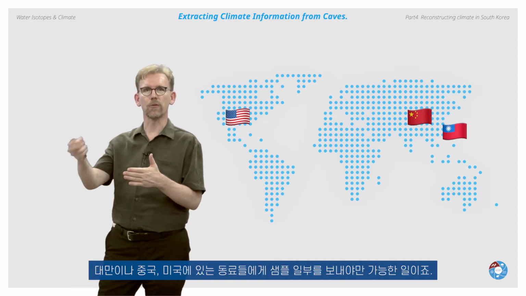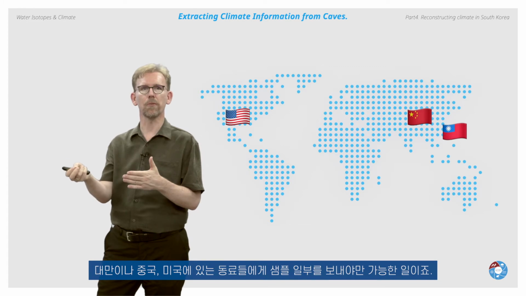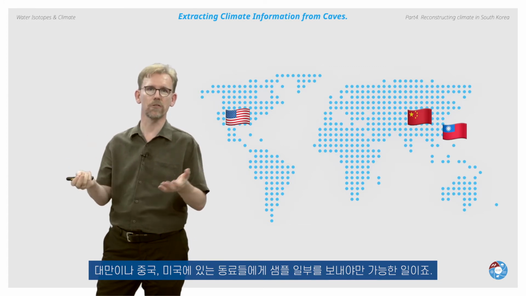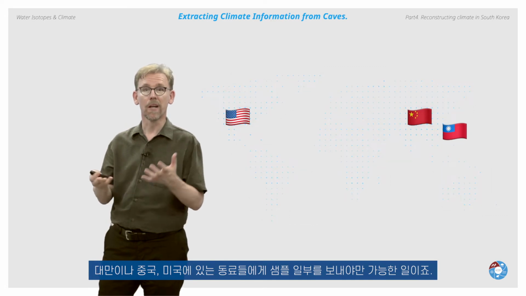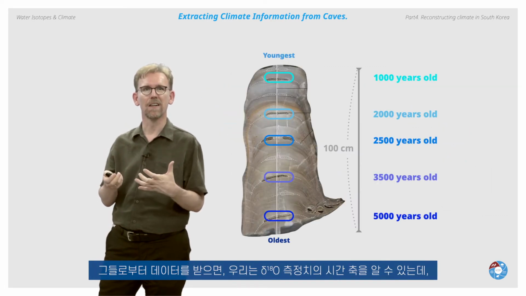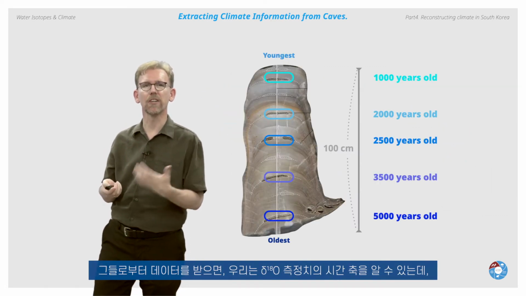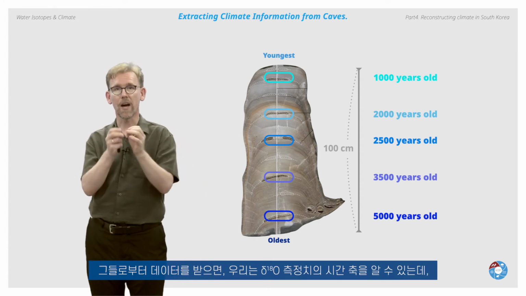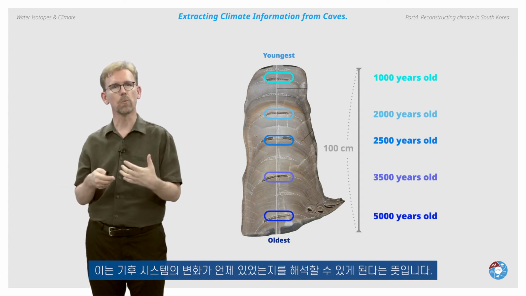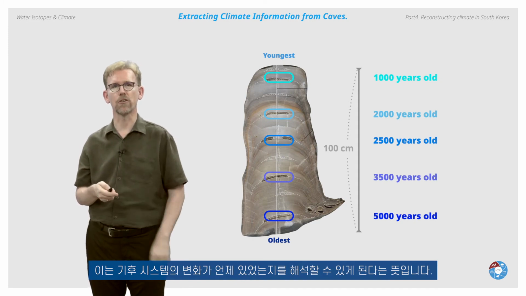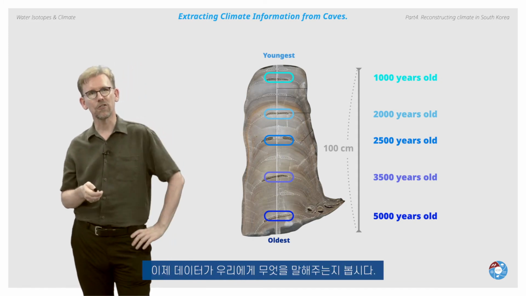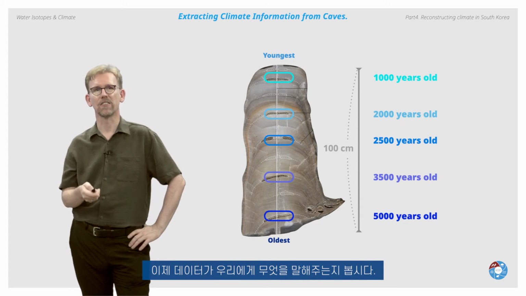This is why we have to send a part of the sample for dating to our colleagues in Taiwan, China, or the US. When their data come back, we can then put the delta 18O measurements on a time axis, which means we can really interpret when things changed in the climate system. Let's see what the data tells us.